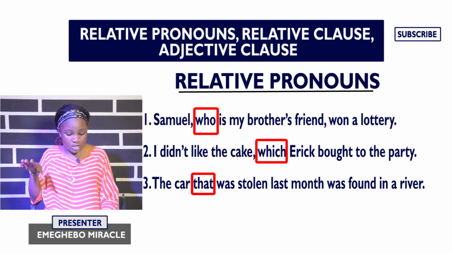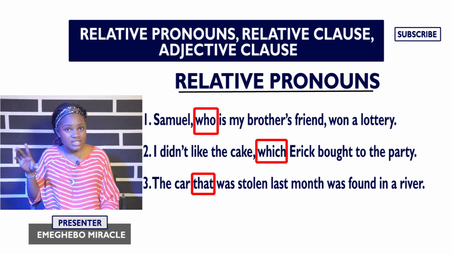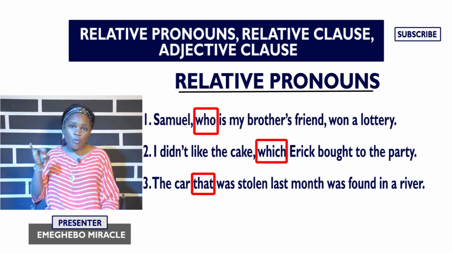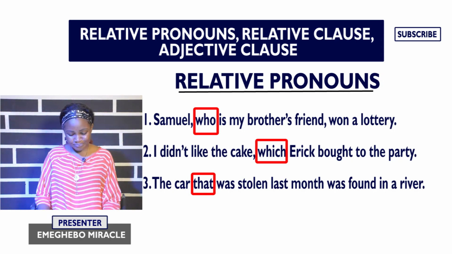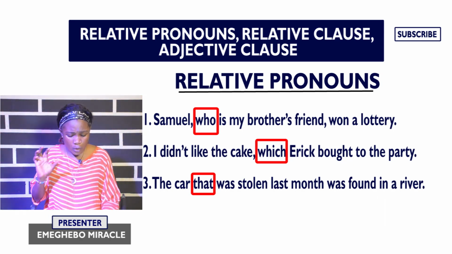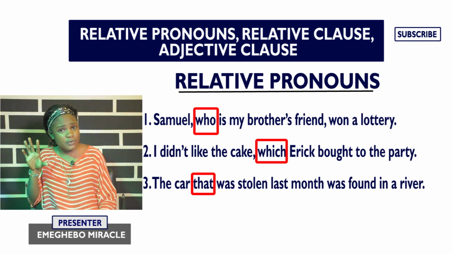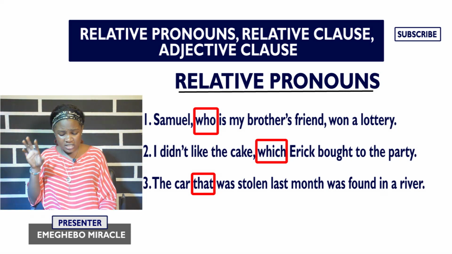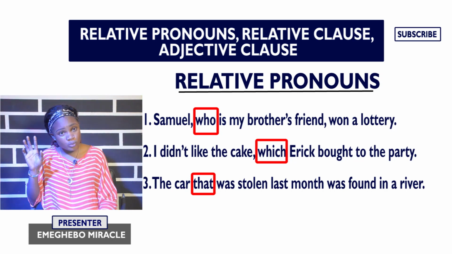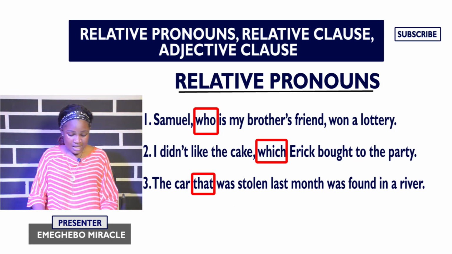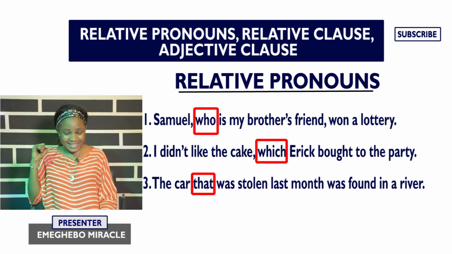Each sentence you just saw here has a relative pronoun: who, which, and that. The relative pronoun is the head of the relative clause. Each relative clause has a subject and a verb. We'll talk about that in our next class.